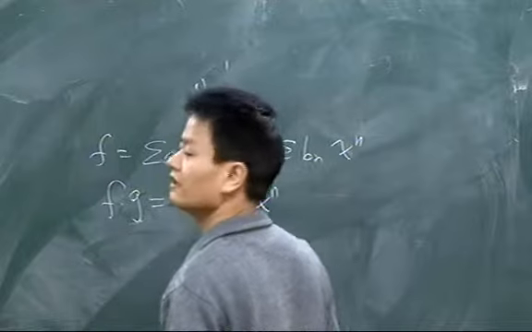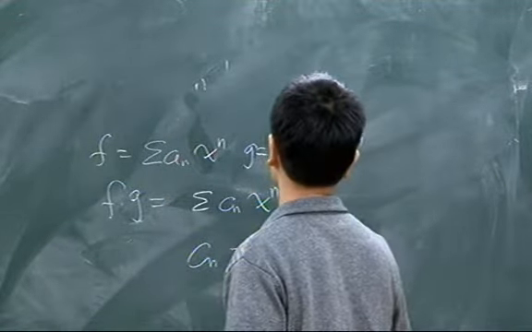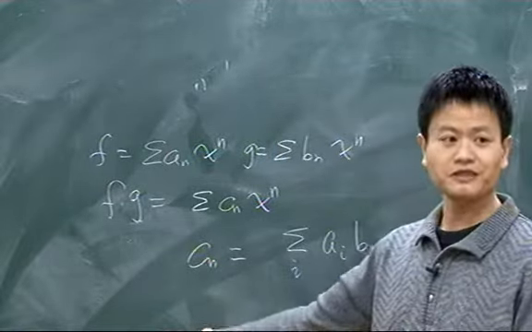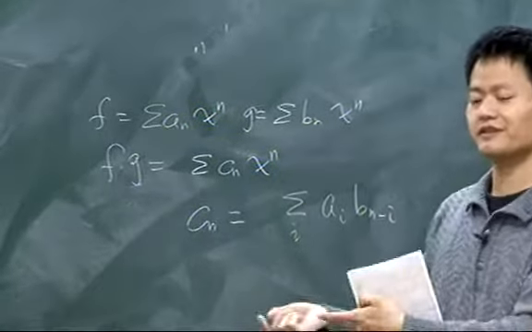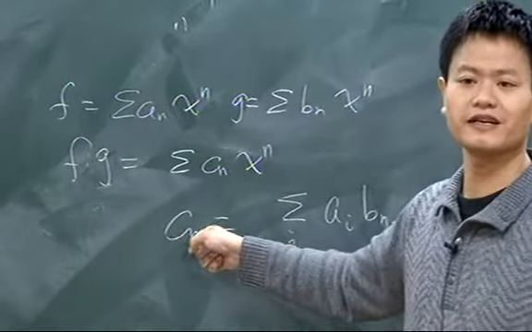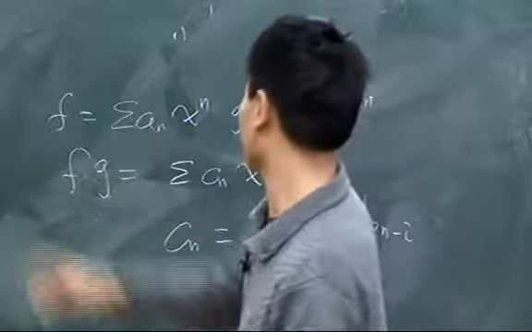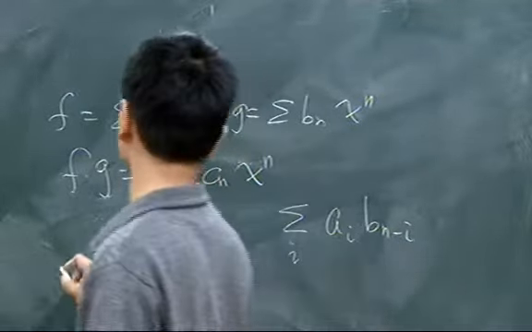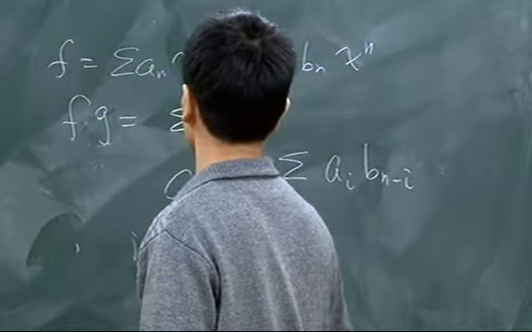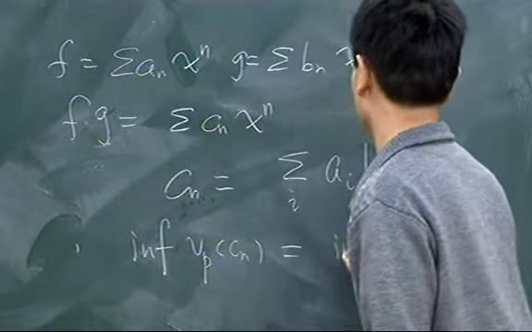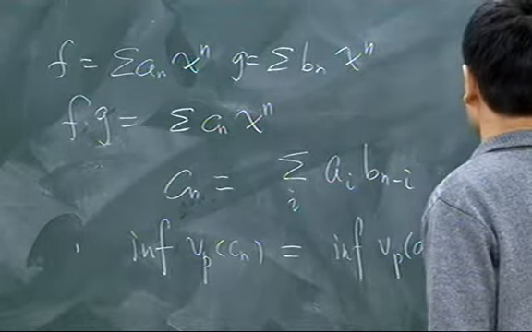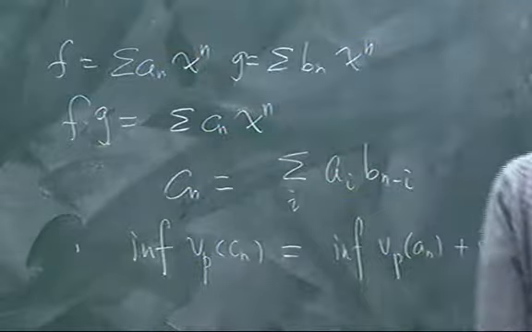The c_n is the sum of a_i b_{n-i}, right? Now you just need to use p-adic, it is a very easy p-adic exercise. You just check the valuation v_p of c_n x^n. So what does this mean? It just means v_p(c_n), v_p(a_n), v_p(b_n). So this is just this proposition.